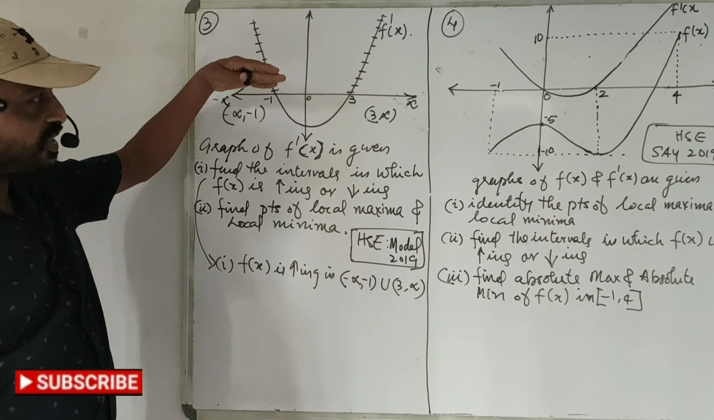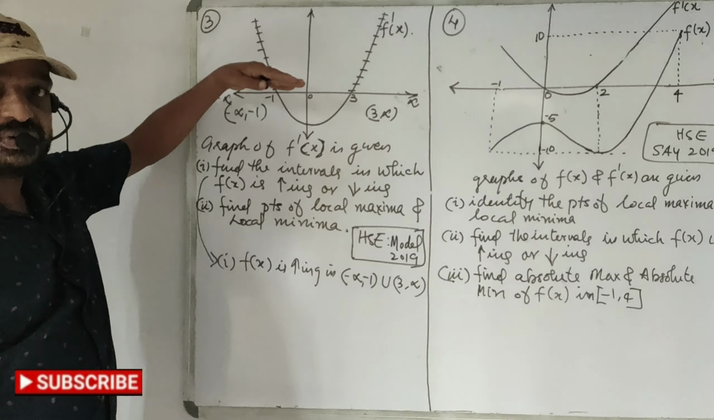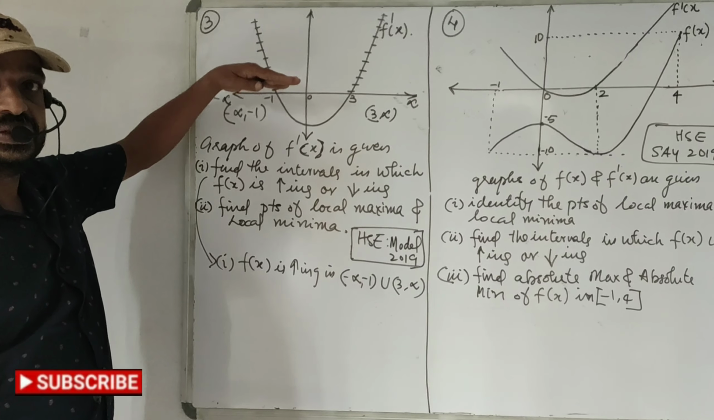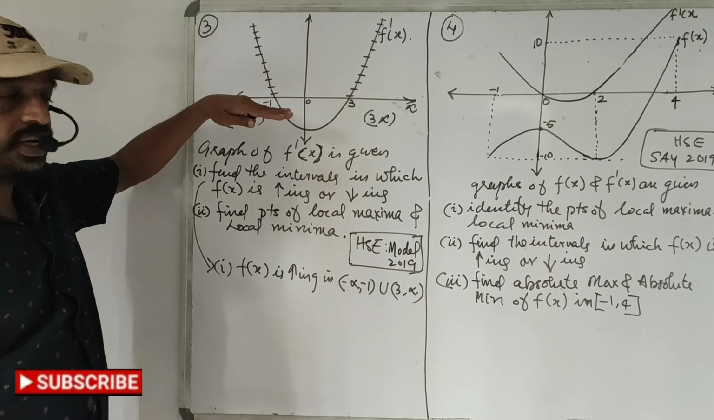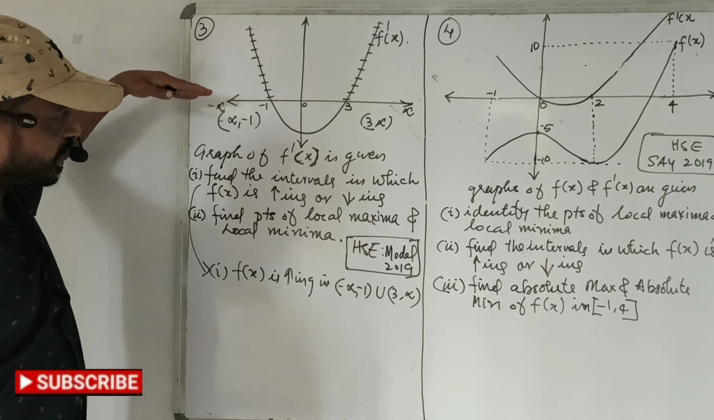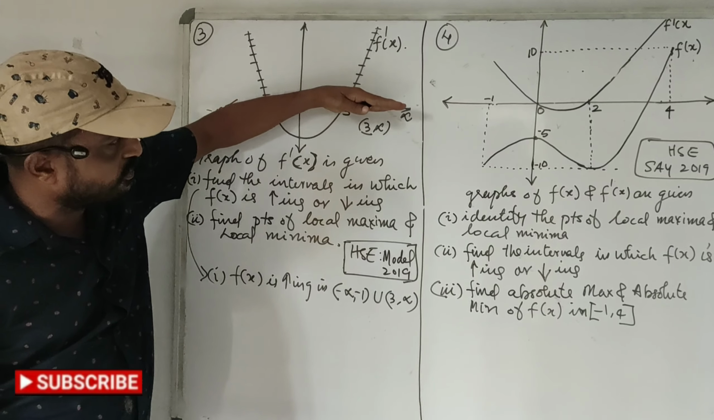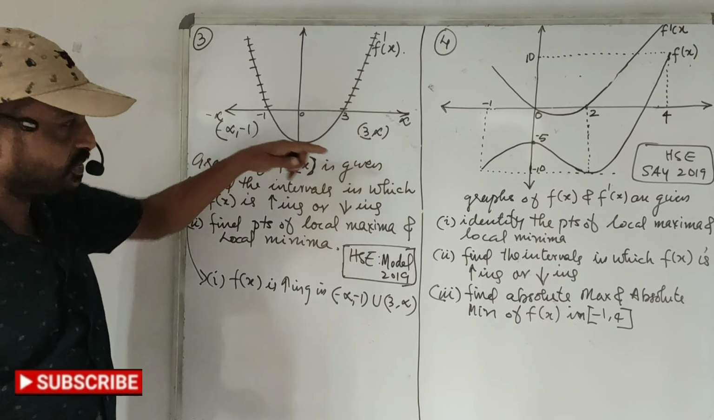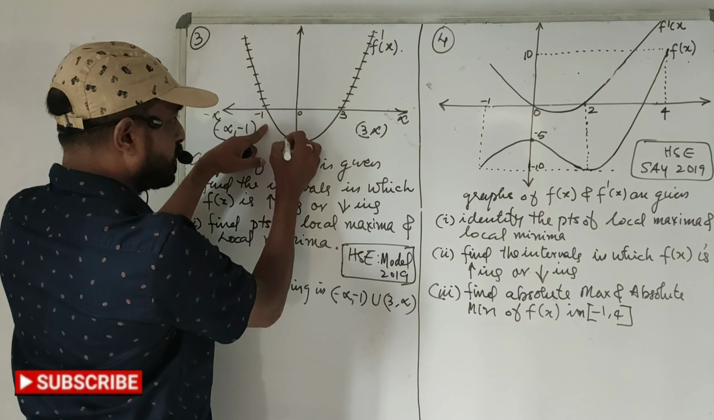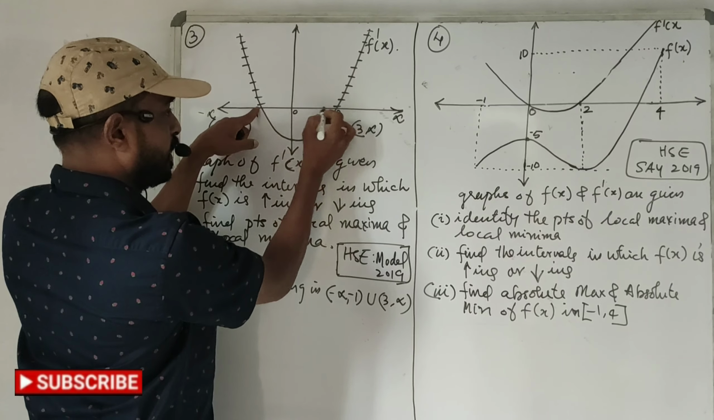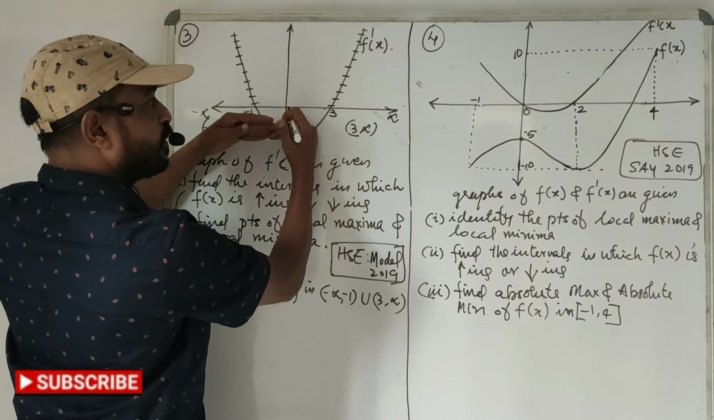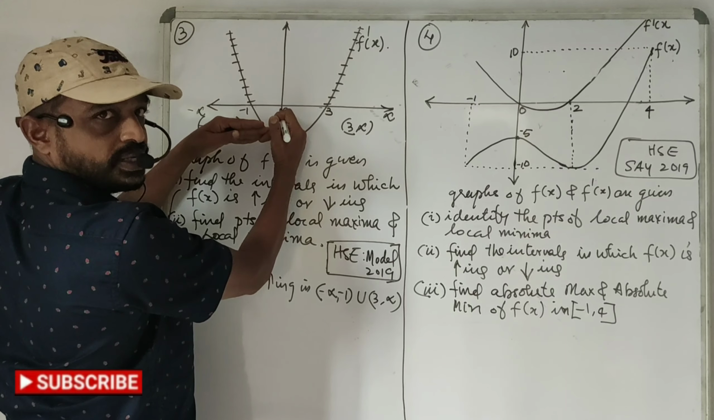If f of x is decreasing, f dash of x will be less than 0, or negative. So if f dash of x is negative, the graph of f dash of x will be below the x-axis. So this is the x-axis. In this interval, the graph of f dash of x is below the x-axis.